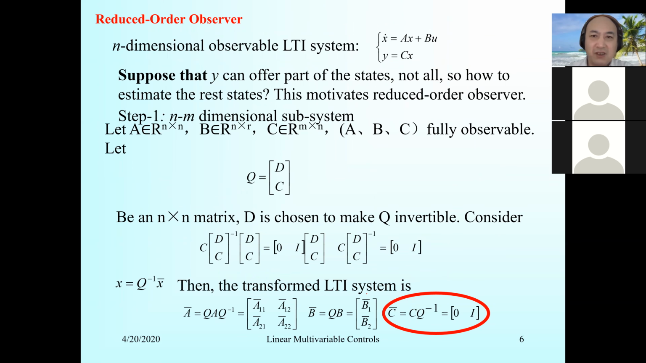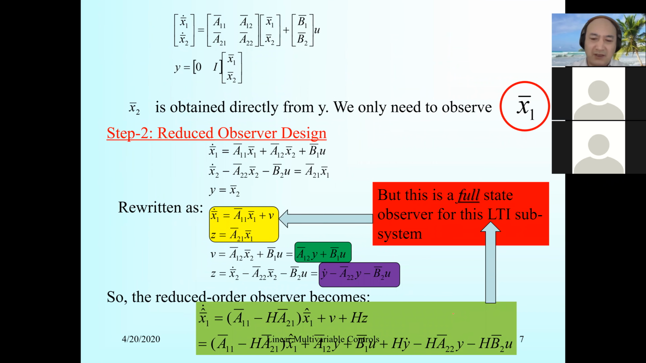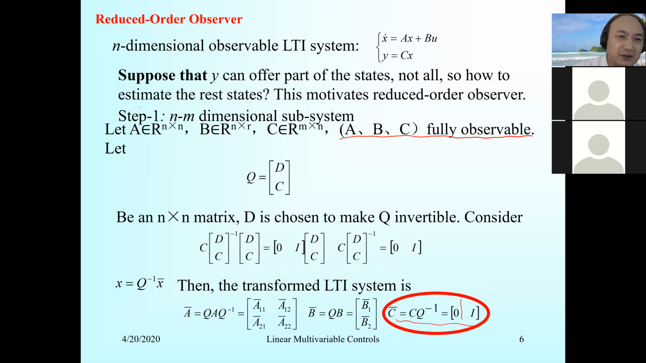For the reduced order observer, you basically have an n-dimensional, fully observable LTI system. How to estimate it? We construct a similarity transformation such that after the transformation, the C matrix becomes two parts. That's the transformed LTI system. Step one is to do the transformation, so you have a partitioned system. Then we focus on the partitioned subspace.